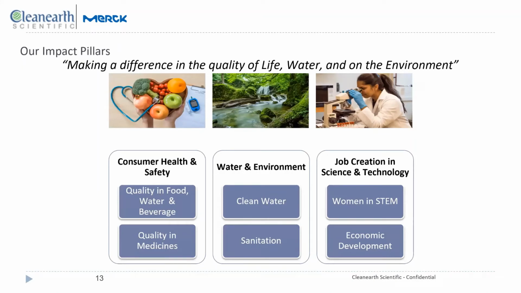And so that brings us to the conversation of our impact pillars. And we are proud to have strong impact areas from consumer health and safety, water and environment, job creation in science and technology. Consumer health and safety means that through our wide range of analytical offerings, we ensure that there's so much quality in the food and water and beverage that comes out from the various industries, of course, to ensure that there are no health hazards and consumers who consume these products are healthy and very safe. And so this is one strong arm of our impact areas.